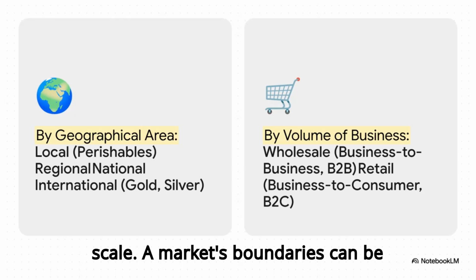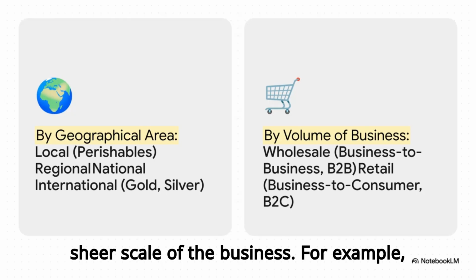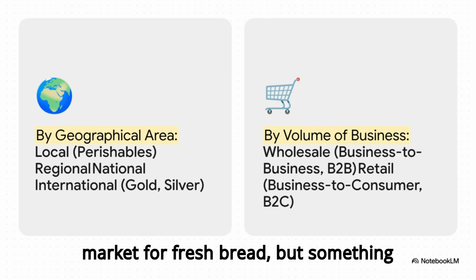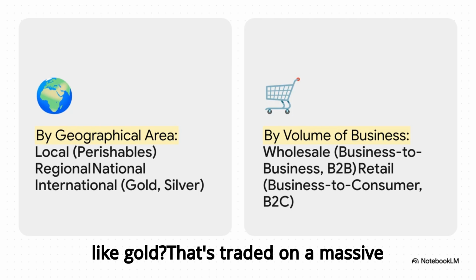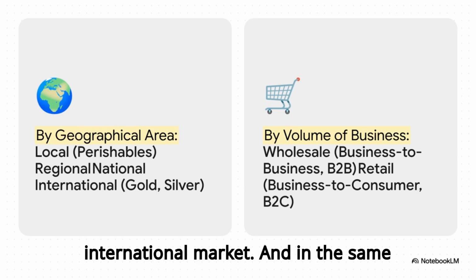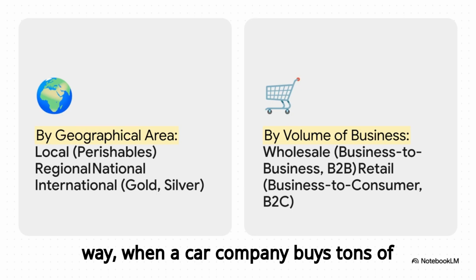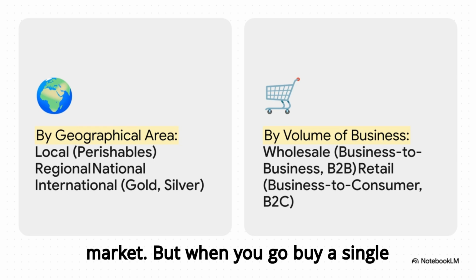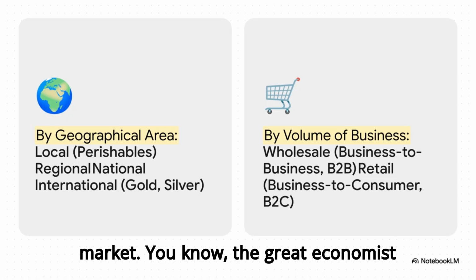A market's boundaries can be physical, or they can be based on the sheer scale of the business. For example, your neighborhood bakery serves a local market for fresh bread. But something like gold? That's traded on a massive international market. And in the same way, when a car company buys tons of steel, they're operating in the wholesale market. But when you go buy a single chocolate bar, you're in the retail market.